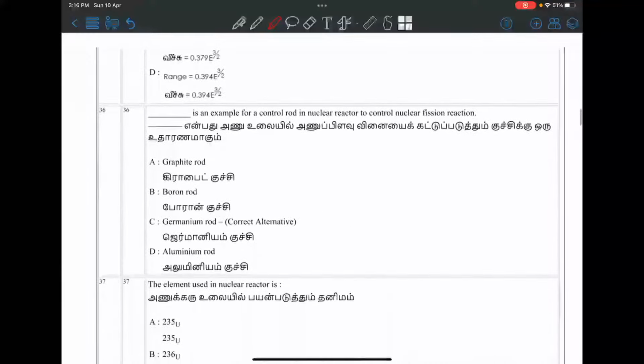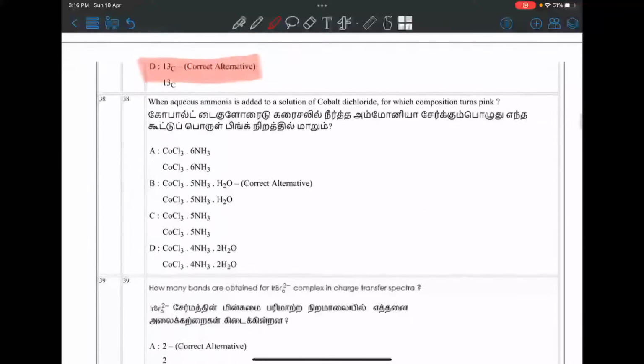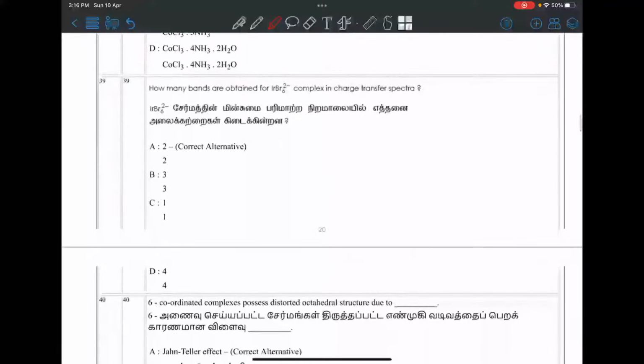அடுத்தது dash is an example for a control rod in nuclear reactor to control nuclear fission reaction. இதில் ஆப்ஷன் C கொடுத்துக்கிறாங்க. The element used in nuclear reactor is இதில் C13 கொடுத்துக்கிறாங்க. When aqueous ammonia is added to a solution of cobalt dichloride, for which composition turns pink? Here option B. Option B is the correct alternative. How many bands are obtained for IrBr6 2 minus complex in charge transfer spectra? Option 2.